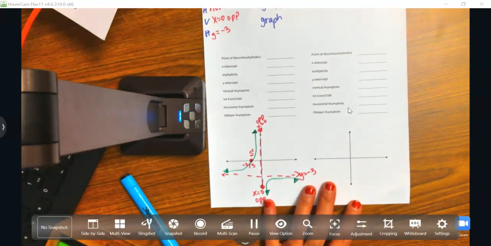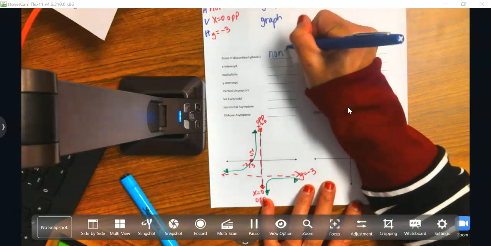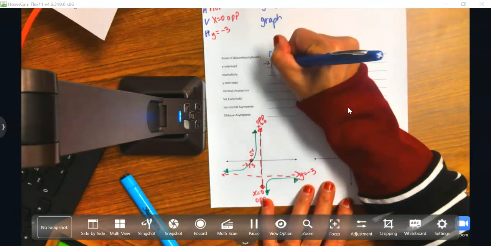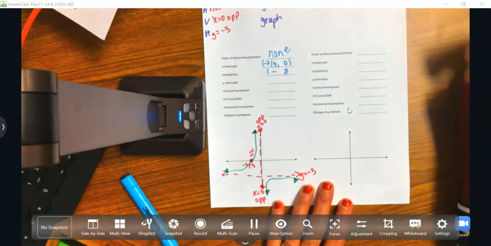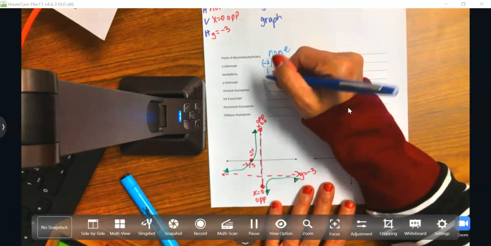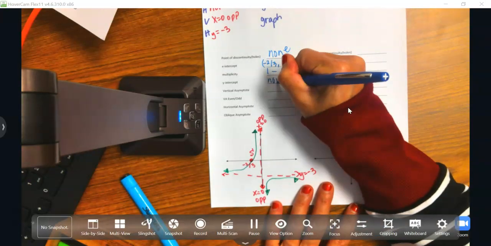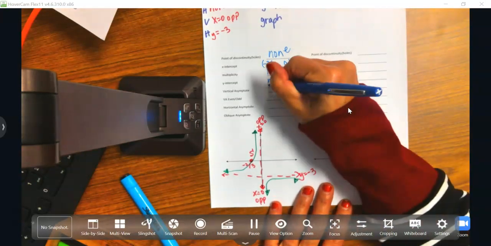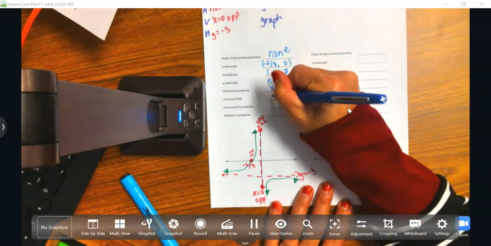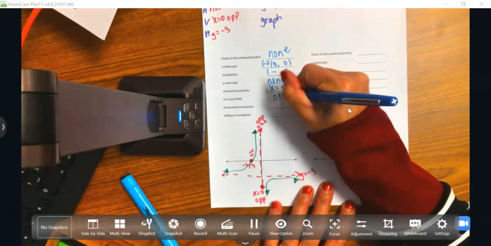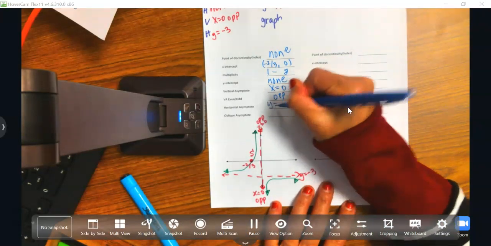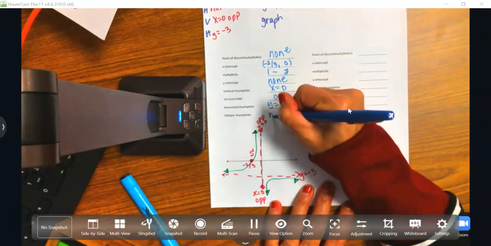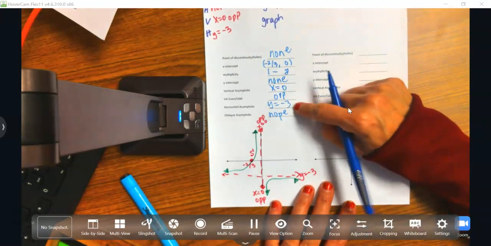Okay, point of discontinuity, we didn't have any. -2/3, 0, it was multiplicity of 1, which means it went straight through. We did not have a y-intercept because we couldn't put 0 down there. Our vertical asymptote was x equals 0. It was odd exponent, opposite behavior. Horizontal asymptote, y equals -3, oblique, nope, because we had a horizontal.